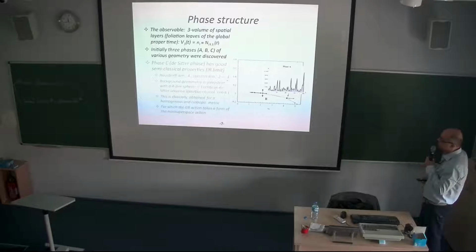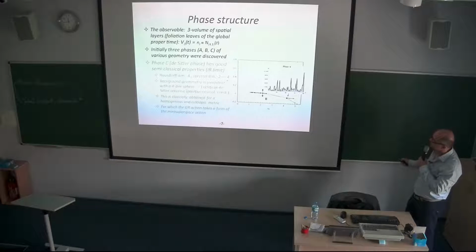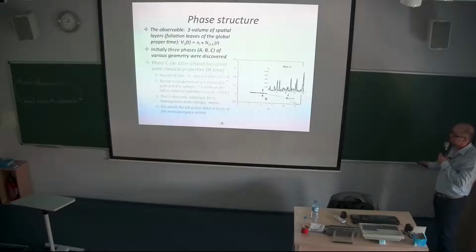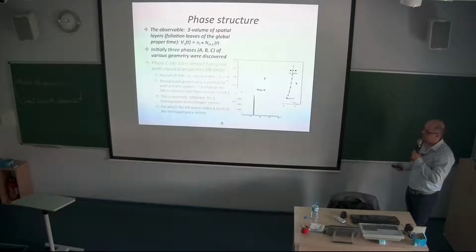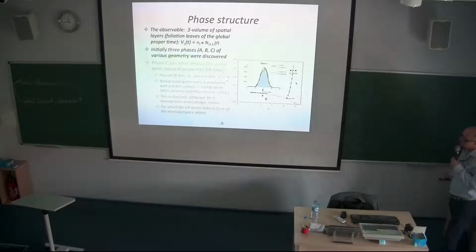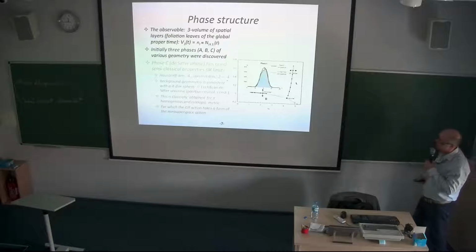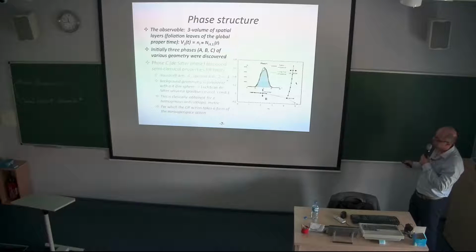And the typical spatial volume profile as a function of time in this phase A is shown here. So this is just a sequence of uncorrelated maxima and minima. Whereas in phase B, all spatial volume just sits in one time slice. This is collapsed. And the most interesting situation happens in phase C, where you have some region of proper time where you see some extended universe.